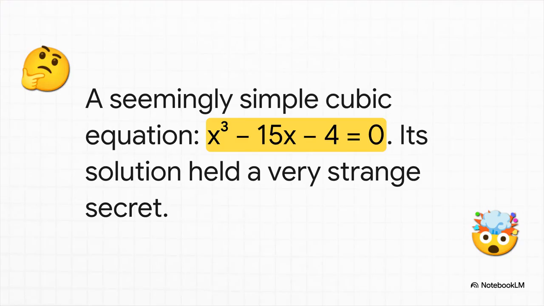So, have a look at this. It's an equation. X cubed minus 15x minus 4 equals 0. Looks pretty harmless, right? It's just a cubic equation, and you can actually find a solution just by trying out some numbers. But the big formula they were all after, the one that could solve any cubic equation, well, that formula had a really weird secret hidden inside.